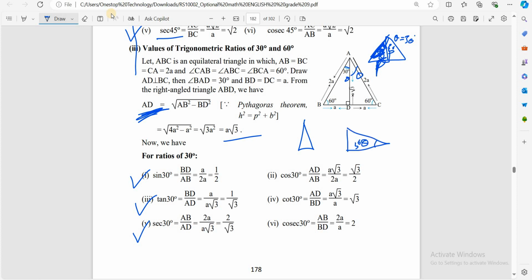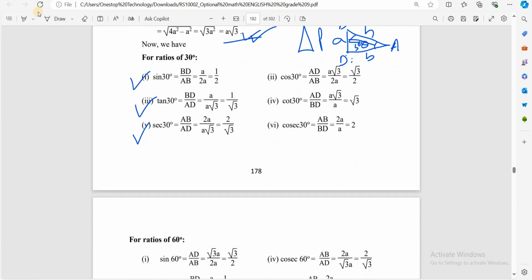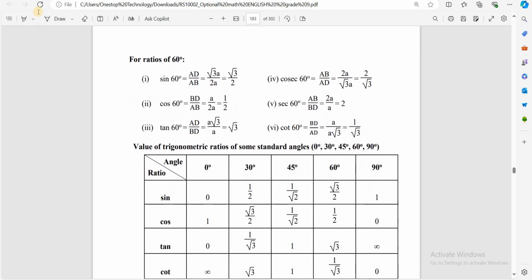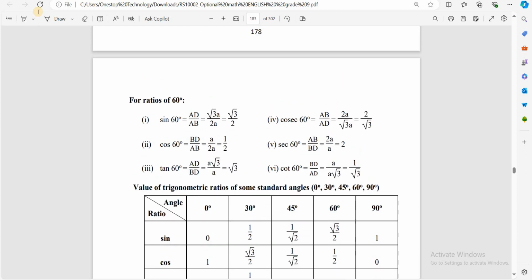So here they are finding the value of p or b, as you said, because AD is b. So this is A, this is D and this is B. So AB is the hypotenuse and its opposite is BD. BD is the perpendicular, and AD is the base. So once we find the base, the other values we know, and we can solve all these ratios. In this way we can do that for 60 degree too.